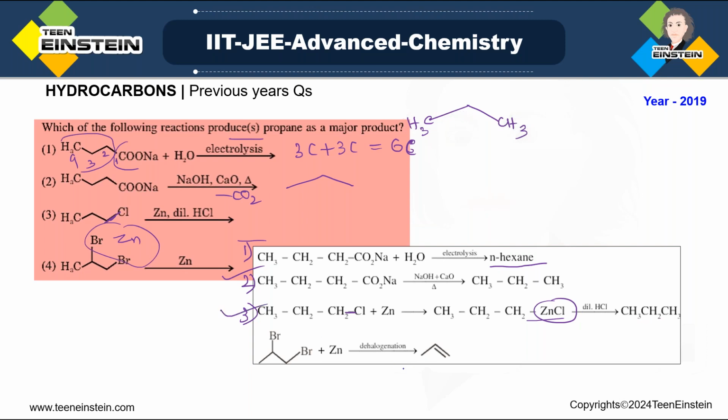But in the last one, unsaturation is generated in the molecule, because here ZnBr2 is removed. So the correct answer should be option 2 and option 3. Only these two options are giving you propane. Okay.